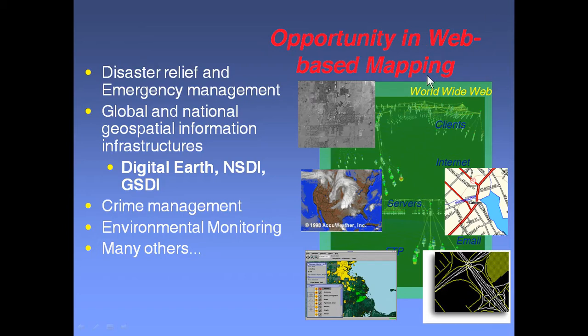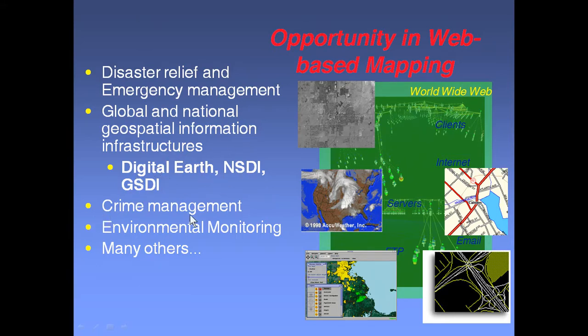Why is web-based mapping required, and what are the opportunities? What are the fields that can be employed on the web? So we have disaster relief and emergency management, because through the internet any disaster or any emergency condition can be monitored, and rescue work can be done. Also global and national geospatial information infrastructure like Digital Earth, NSDI and GSDI.